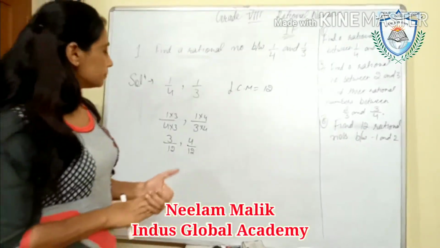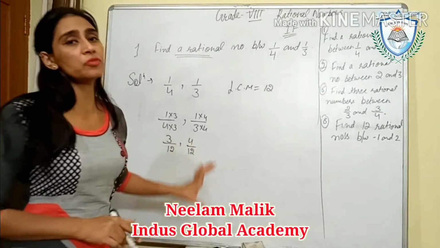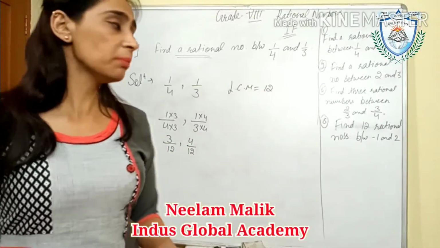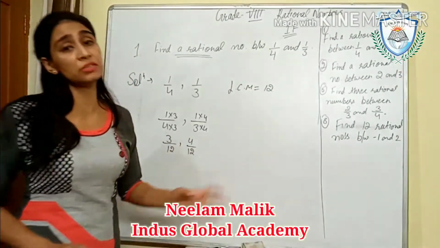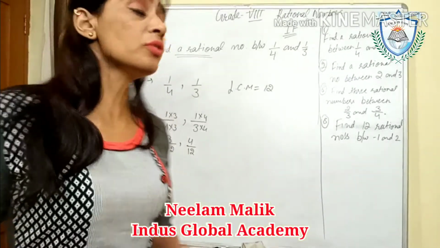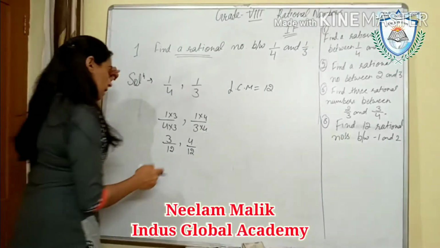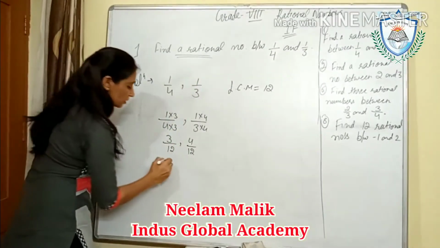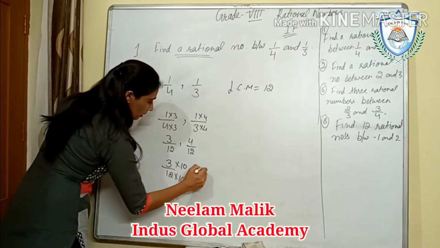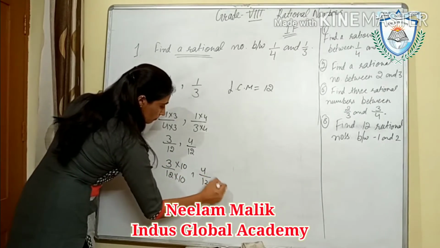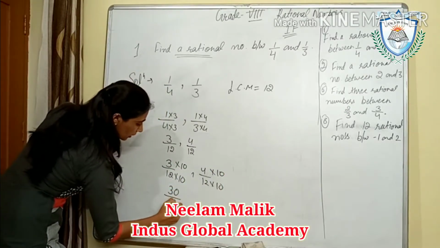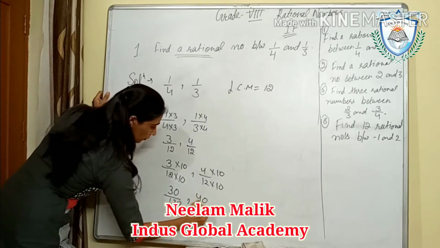Okay, and in this type of sum, the answer will not be the same for all the students. Maybe someone is multiplying with 2, so their answer will be different. Someone is multiplying with 3, so their answer is also different. So what to do? Here we have to find out only one rational number. So I'll multiply with 10, comma. So here is 30 upon 120 and this is 40 upon 120.